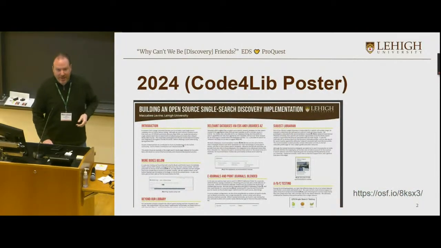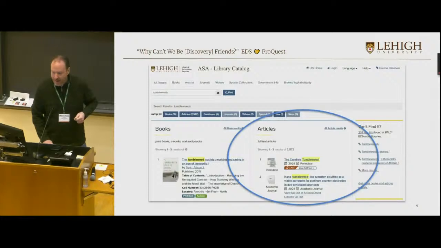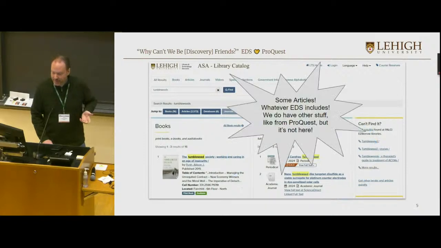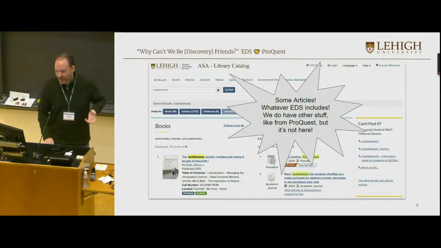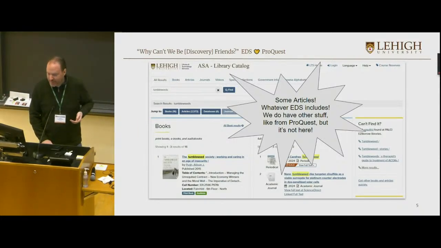So last year, I presented here a poster on a single search system that we built for Lehigh using VuFind. And so, of course, we had an articles box for however long we had it. But now we have a bento situation with an articles box as well. Our articles box feeds using the EDS API, so it should really be called the Some Articles box, whatever EDS includes. We do have other stuff, like from ProQuest. It's not here, but we have it. You know, maybe that's a problem.